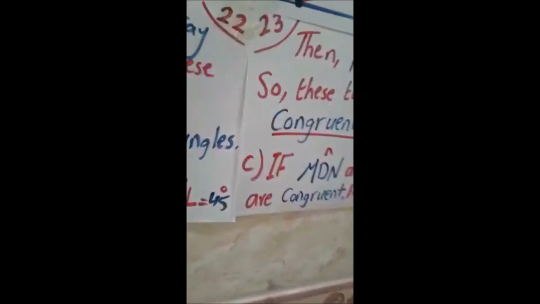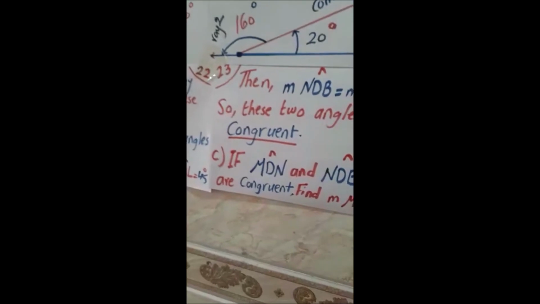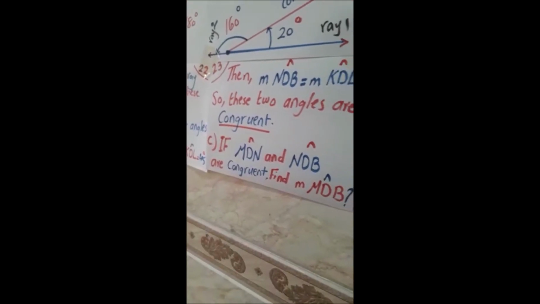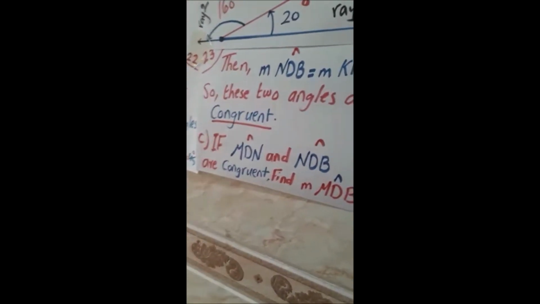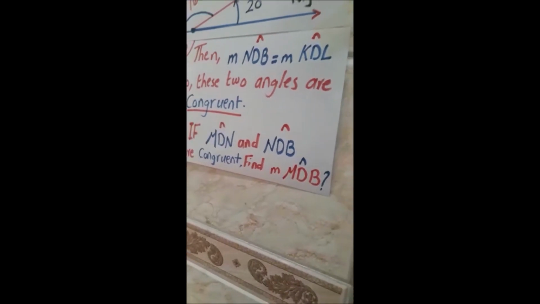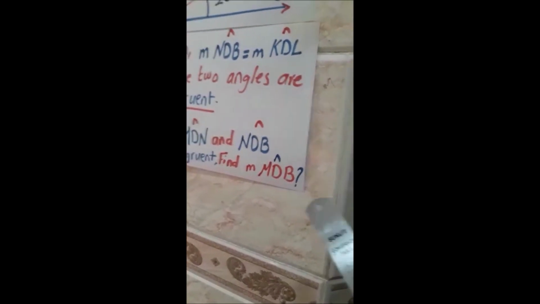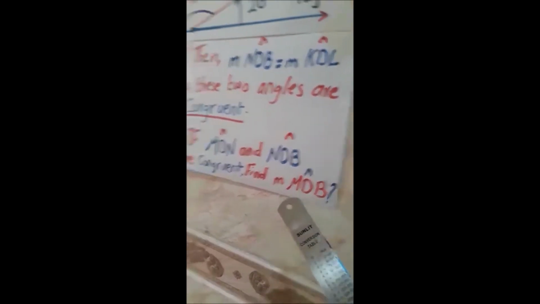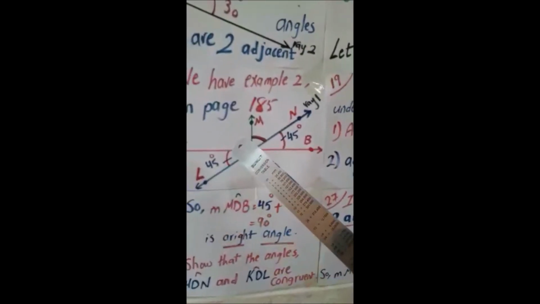Now let me go to question C. It says that if MDN and NDB are congruent, can you find the measure of angle MDB? By the way, guys, focus. MDB is the big one. Guys, where is it? Yes, excellent.